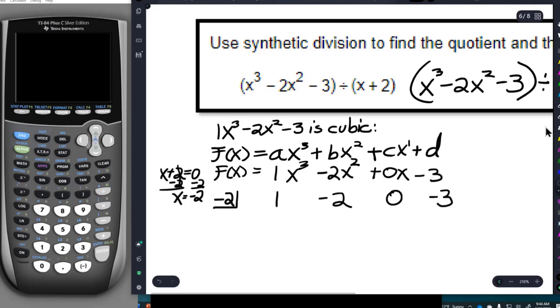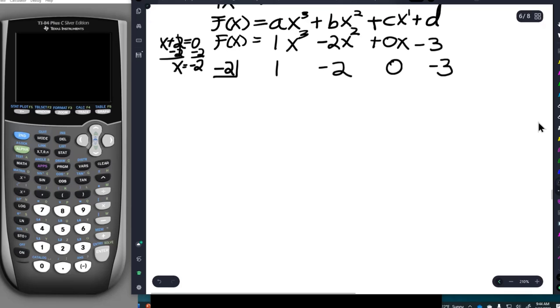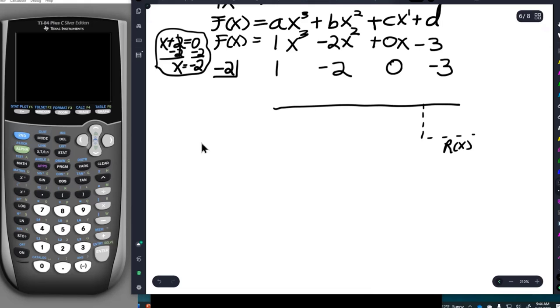And this now is my synthetic division. Let me put a little circle around this. It's not a circle, it's something though. We're going to now do synthetic division. And we're not looking to come up with a zero. We are looking to come up with a remainder and a quotient. All right, so let's just do this. I bring down the 1. And I write it right here.